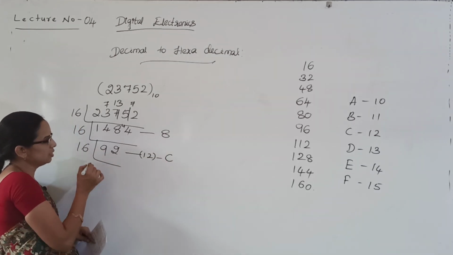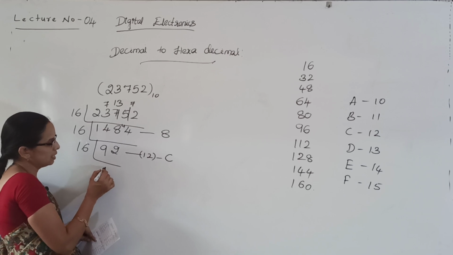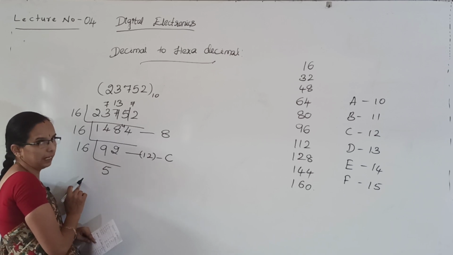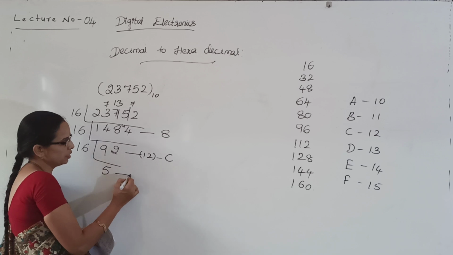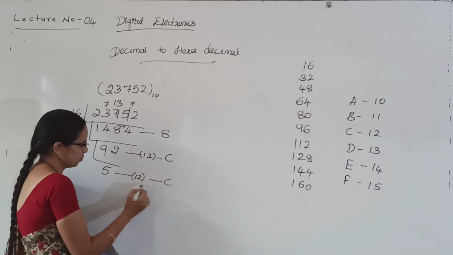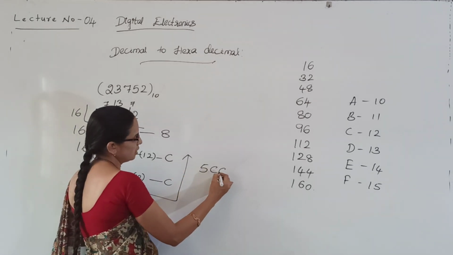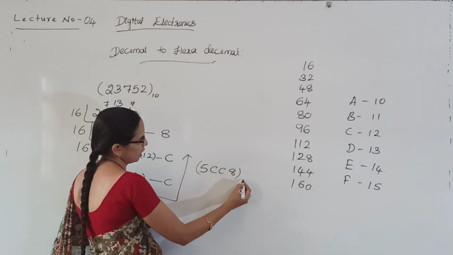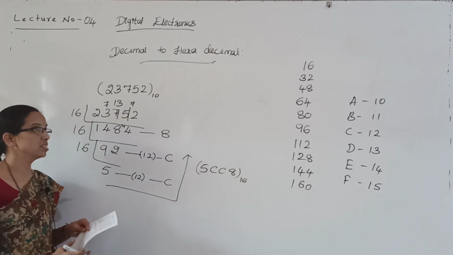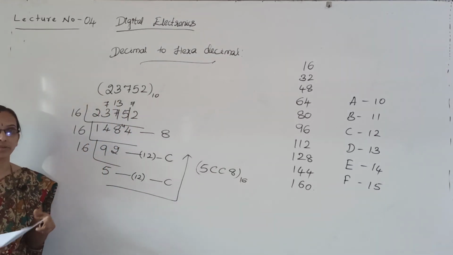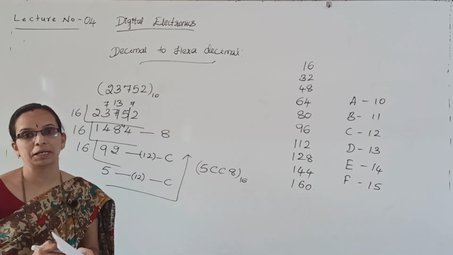Okay. 16 fives are 80. 12 is remaining again, so that is represented as C. So the final answer is 5CC8, a hexadecimal number which is equivalent to the decimal number 23,752.